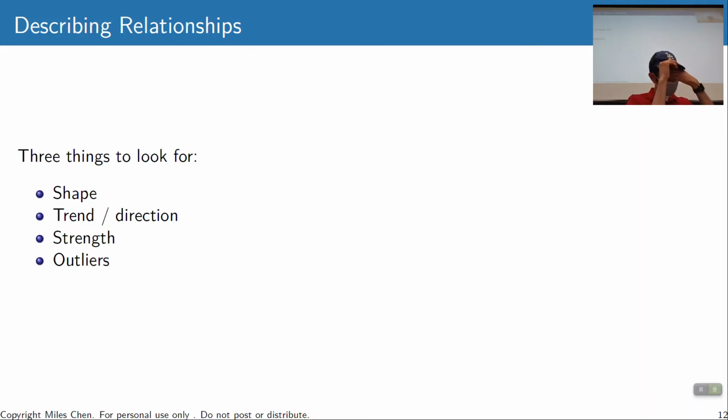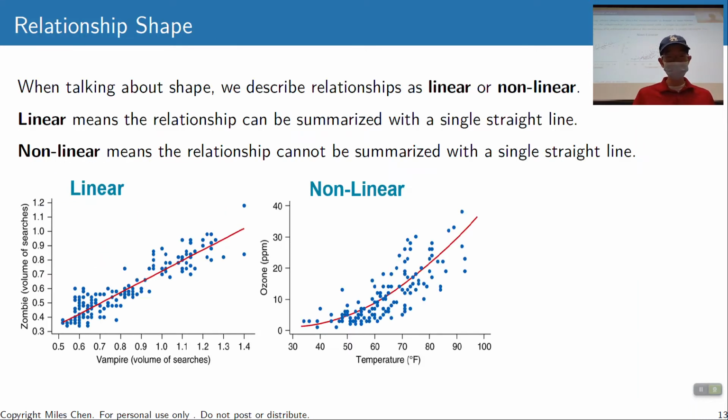So, again, with this chapter, one of our goals is being able to describe relationships between variables. And so there's a few things that we should mention, and that would be the shape, the trend or direction, the strength, along with any outliers.